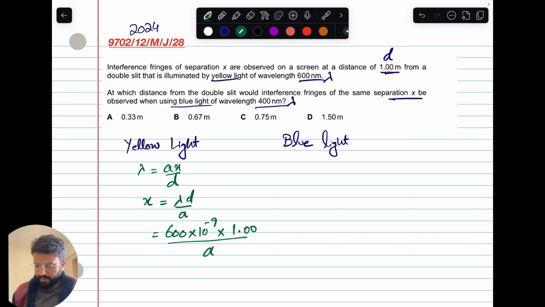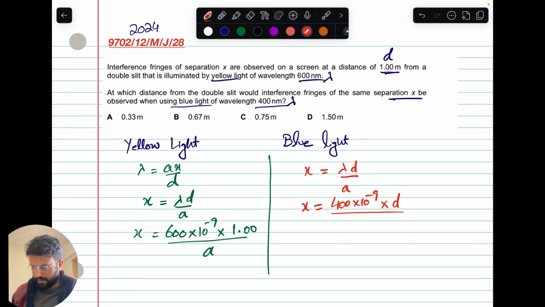Again, you have to find it. For the second case, you can similarly write x is equal to lambda d over a. When you put in the values, the wavelength is 400 times 10 to the power minus 9 meters, into d, which is unknown. In that case we have to find it, and there is a. We don't know about a as well, but a is also the same.